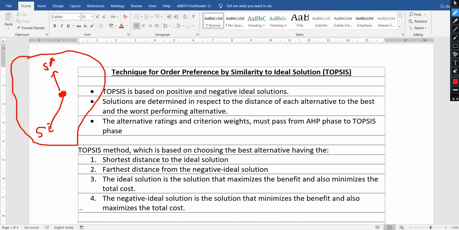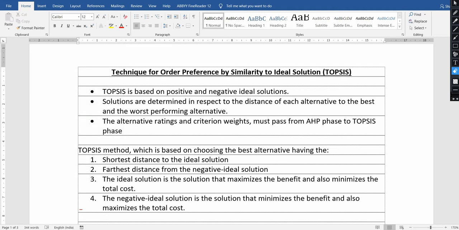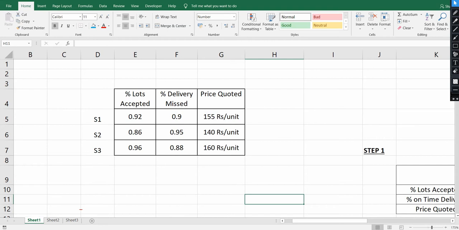So greater the distance from worst performing alternative is better, and lesser the distance from best performing alternative is better. So it calculates the overall score based on both the values, both the distances from the worst performing alternative and the best performing alternative. Let us see this with the help of an example.